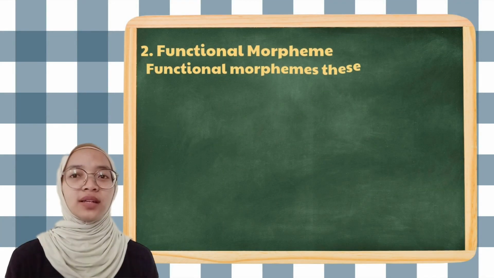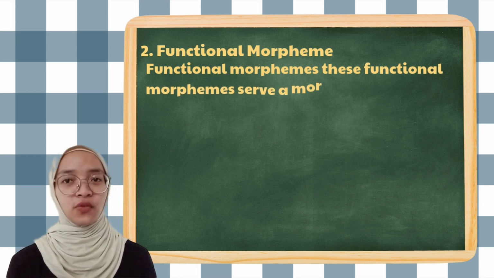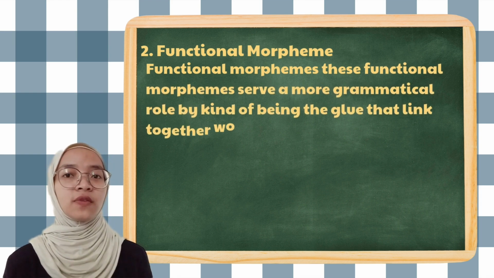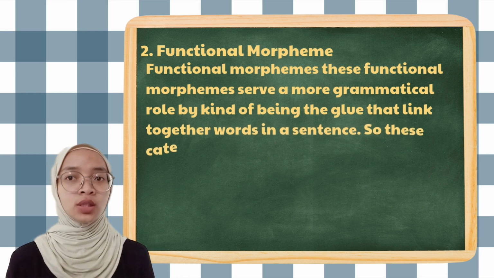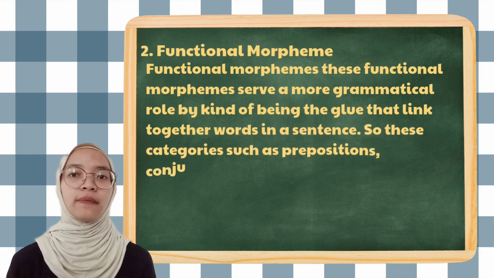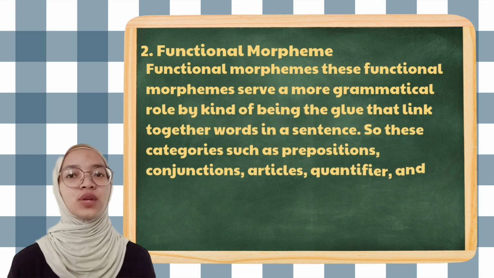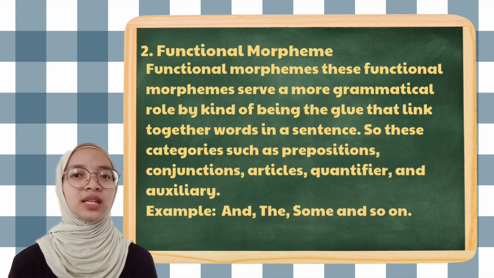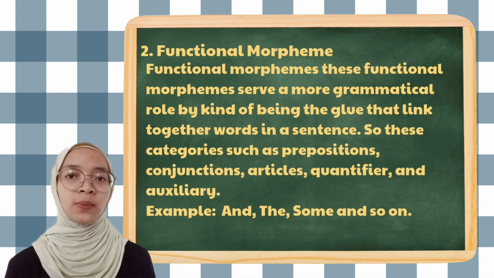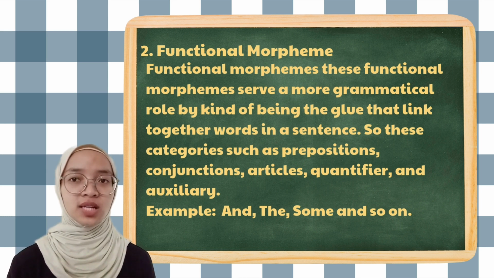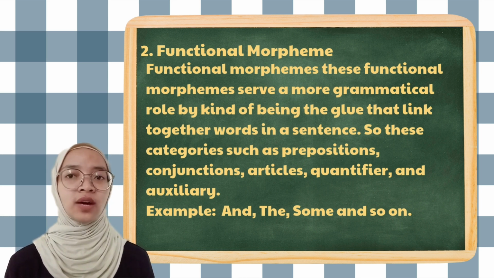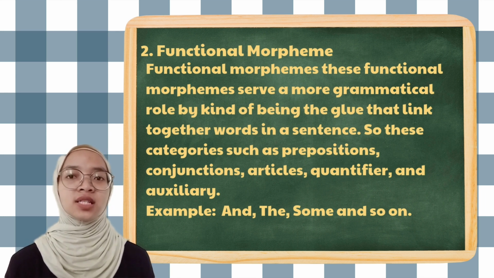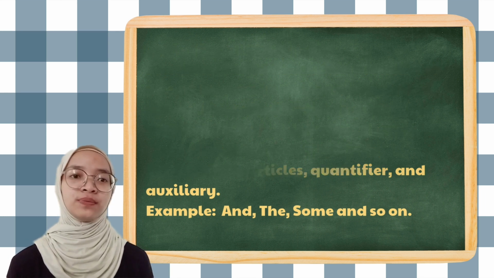The second one is the functional morpheme. These functional morphemes serve a more grammatical role by kind of being the glue that links together words in a sentence. So these include categories such as prepositions, conjunctions, articles, quantifiers, and auxiliaries. For example, and, the, some, in, and so on.